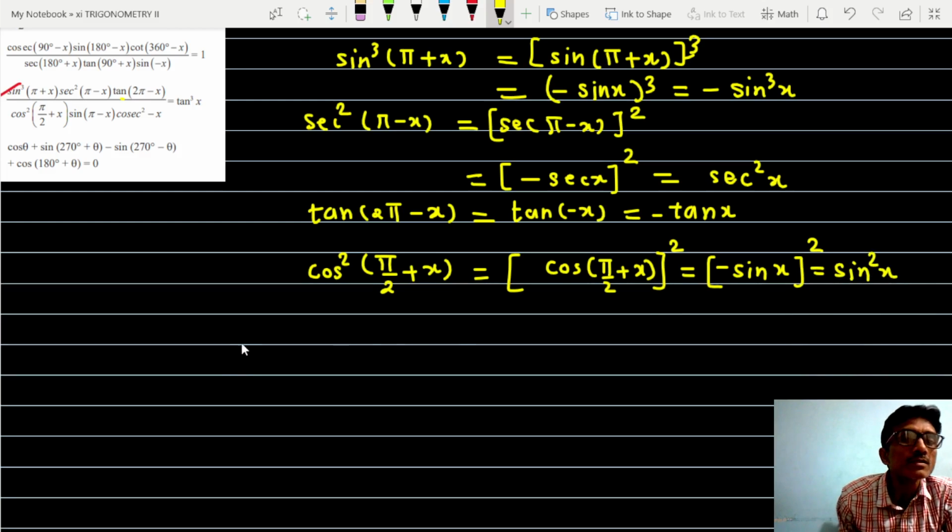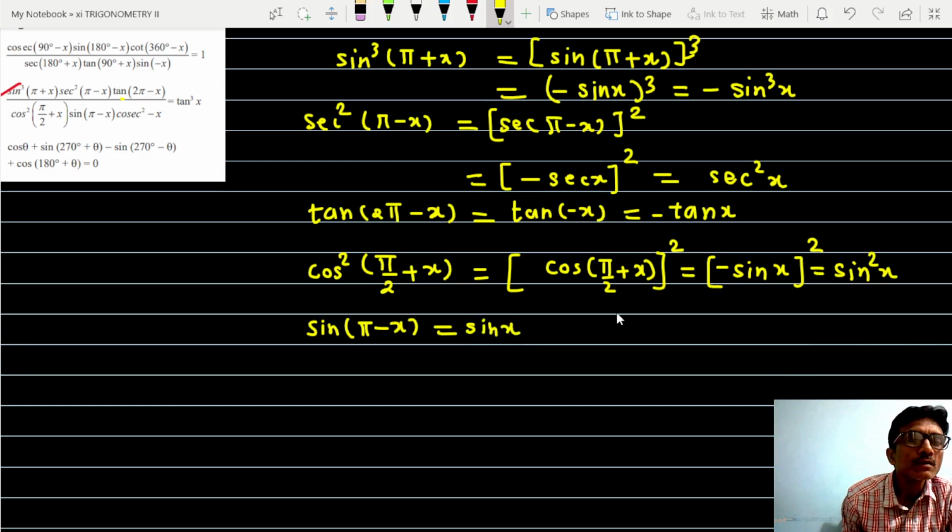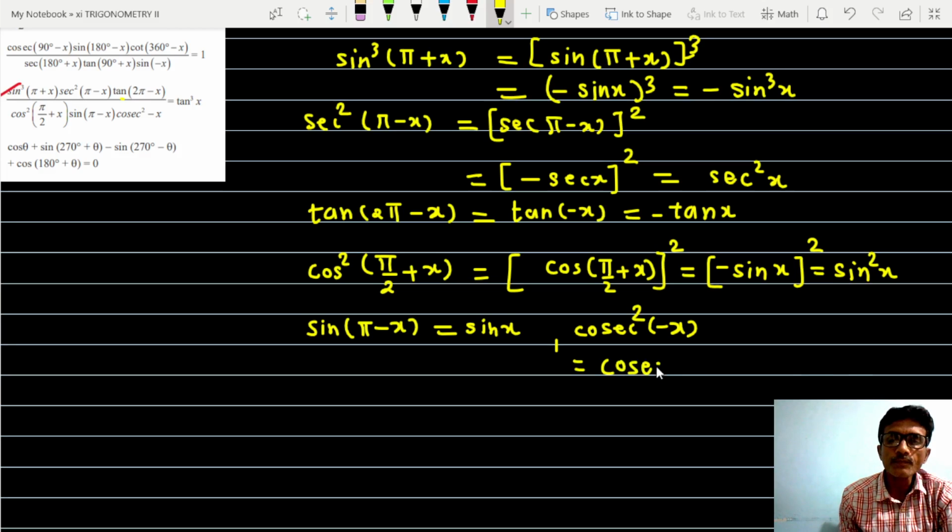Next is sin of pi minus x. It is in the second quadrant, so it is sin x only. And the last one is cosec square of minus x. It is equal to cosec of minus x whole square.